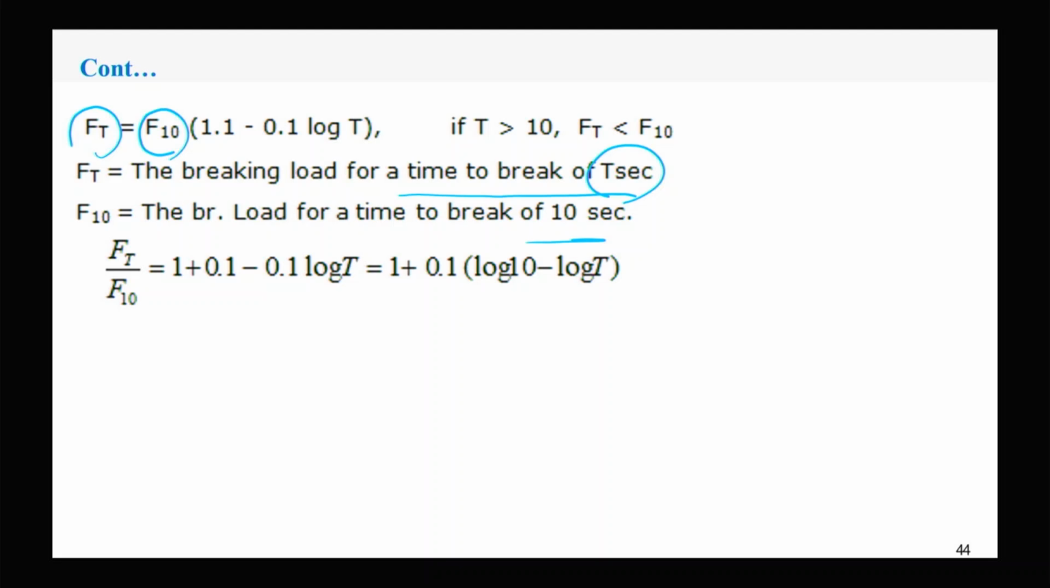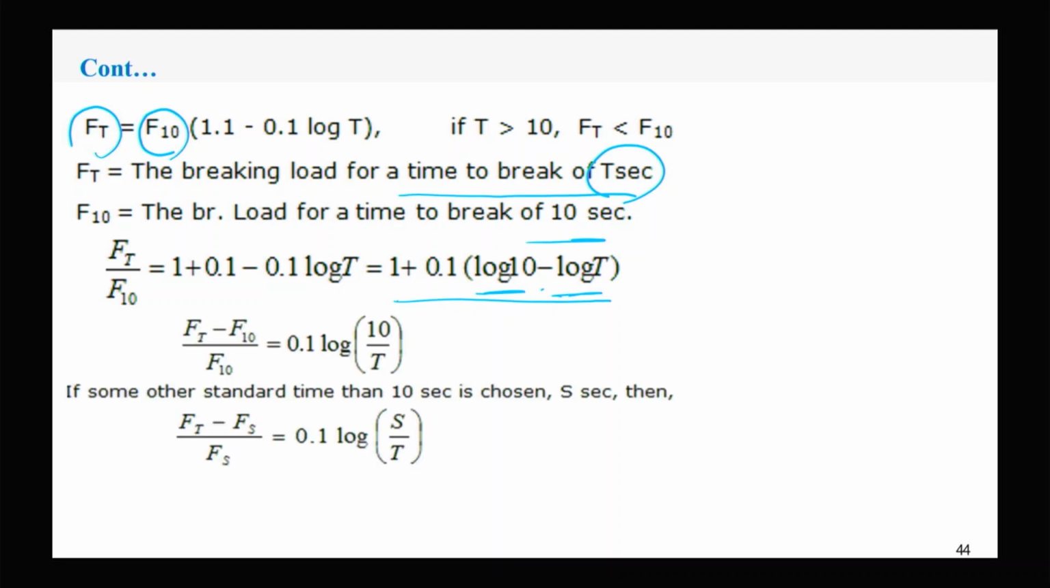And if we rearrange this equation, we will get Ft by F10 equal to 1.1 minus 0.1 log T, that means 1 plus 0.1 log 10, which is 1, minus 0.1 log T. We can rearrange it further: (Ft minus F10) by F10 equals 0.1 log (10 by T).